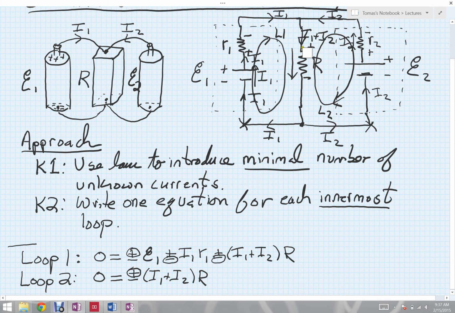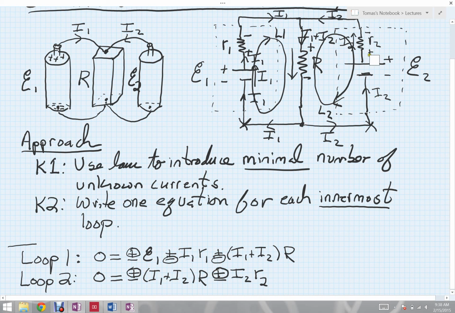Once I've gone through my resistor, it's more wire, wire, wire, wire. Now I'm coming down through this internal resistance, R2. Again, I'm going upstream. I'm going from the minus side to the plus side. So in principle, it can be plus or minus, and the term is I2 times the internal resistance R2, but because we're going from minus to plus, that would be a gain, so that counts as a plus.